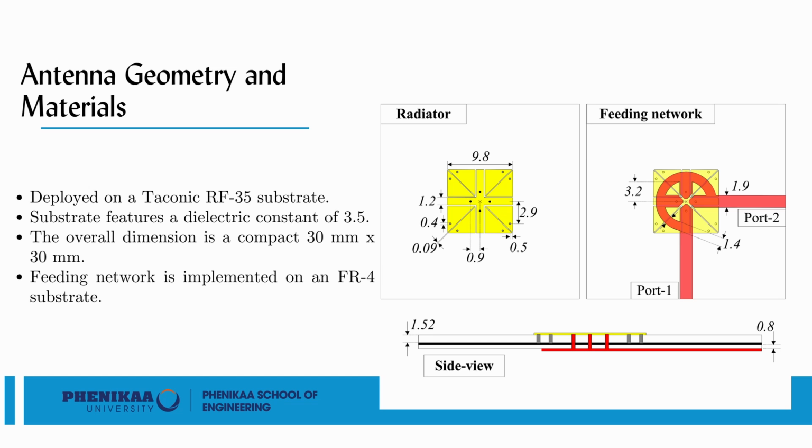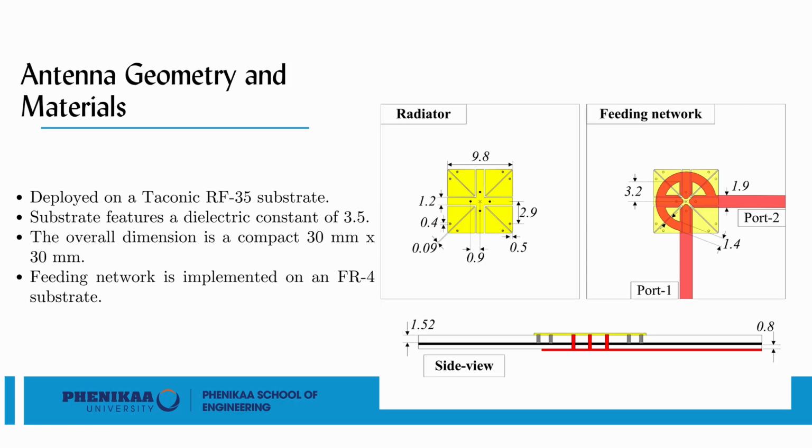To efficiently manage the signal routing without expanding the primary substrate footprint, the feeding network is physically separated. It is implemented directly below the main layer on an independent FR4 substrate, characterized by a dielectric constant of 4.4.